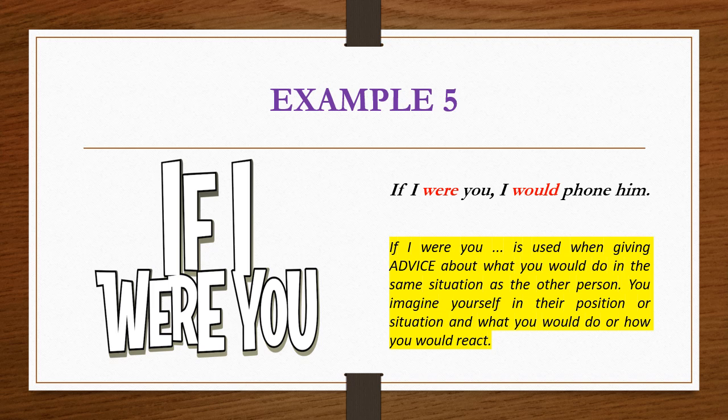If I were you is used when giving advice about what you should do in the same situation as another person. You imagine yourself in their position or situation and what you would do or how you would react. So if I'm imagining myself to be somebody else, I use were. I do not use was. So we have tried 5 examples, 5 tips to speak grammatically correct English. After the video is watched, you can try a few more examples.